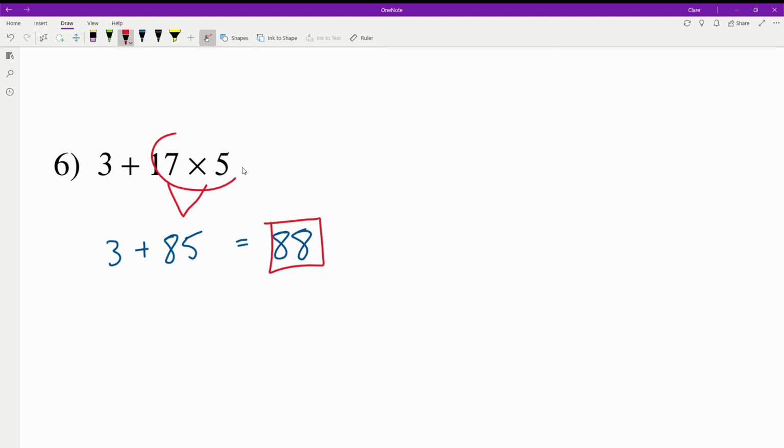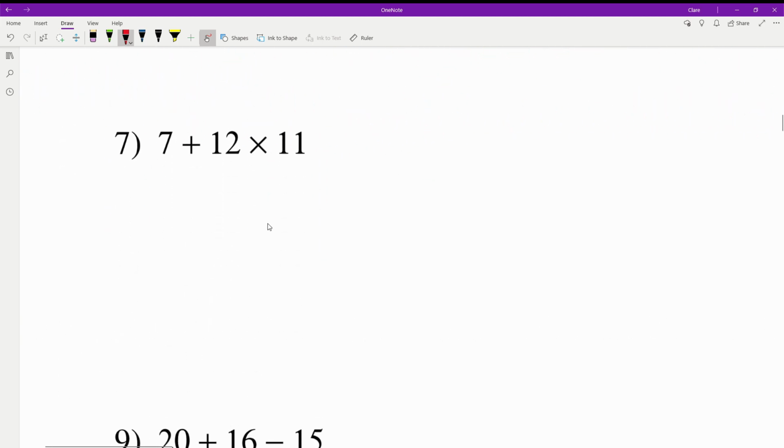And if you need to see this done vertically, 17 times 5: 7 times 5 is 35. Place the 5, carry the 3, 1 times 5 is 5, plus 3 is 8, so 85. That's 17 times 5, added to 3, we get 88.